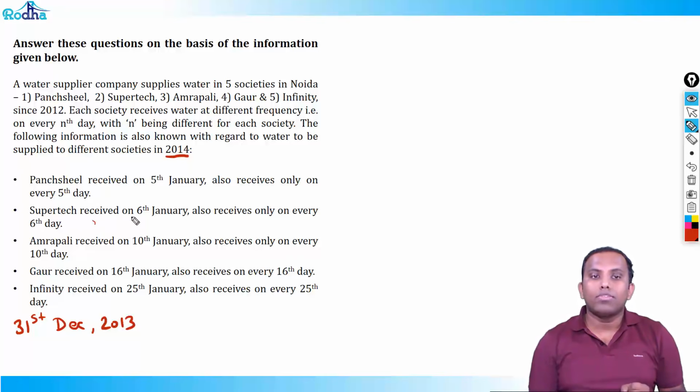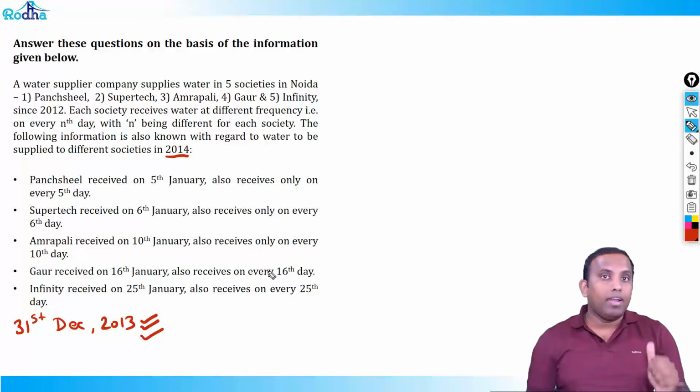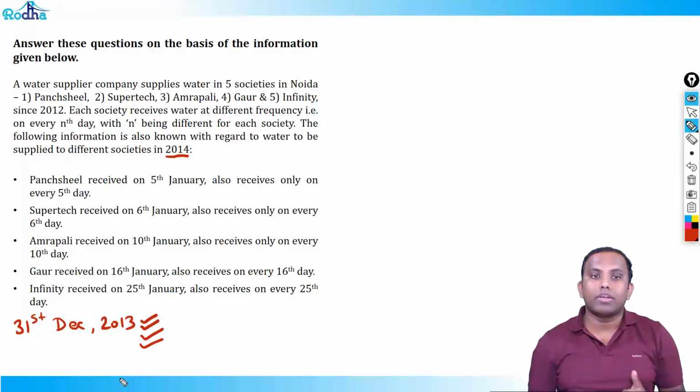Similarly, Supertech received on 6th January also receives only on every 6th day. So 6th January 2014 is the 6th day of Supertech. So when did Supertech receive? Also on 31st December 2013. Similarly, Amrapali received on 10th January and receives only on every 10th day. So 10th January is the 10th day for Amrapali, and on 31st December 2013 Amrapali received last time. Gaur received on 16th January and it is the 16th day, since Gaur receives on every 16th day. So last time when did Gaur receive? Again on 31st December 2013.